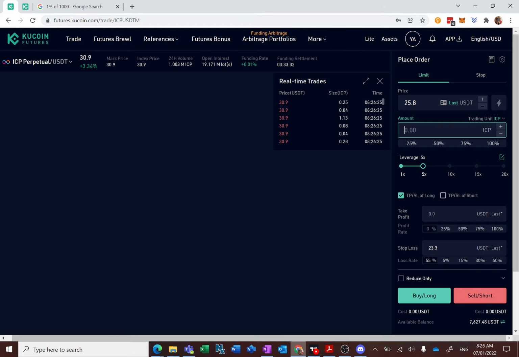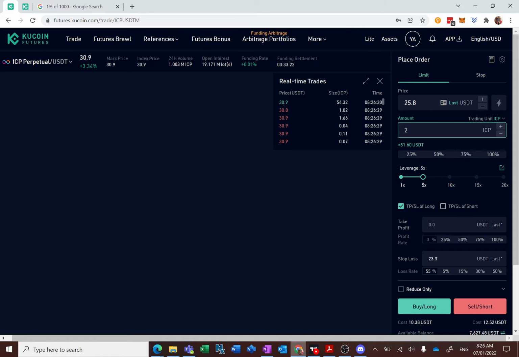We have two levers to be able to do this. One, we have the leverage that we can change, and two, we have the total amount that we can change. So let's try putting in, I'm going to buy 2 ICP. 2 ICP is $10, and 55% of $10 is about $5. Technically, the only amount that I can put into this trade so that I only lose 1% of my overall portfolio is $10.38 for my first entry. May not seem like a lot, but that's how this game works.